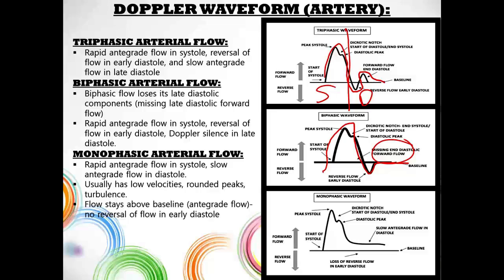Monophasic flow. So this is you're going to have your rapid antegrade flow in systole, and then you're going to come down and have slow antegrade flow in diastole. You're never going to have that reversal of flow. Flow is always going to stay above the baseline. This is your antegrade flow. No reversal of flow in early diastole. So you'll notice this is our more high resistance pattern, and this is our more low resistance pattern.